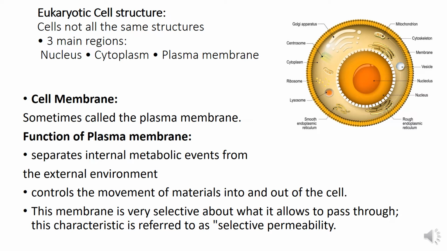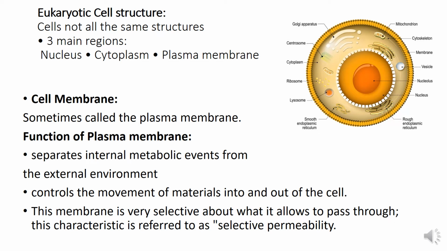Eukaryotic cell structure. Not all cells have the same structure. There are three main regions: the nucleus, this is the nucleus, and the cytoplasm, this is the cytoplasm. هذا كله cytoplasm تسبح به هاي الأورجانيلز مالت الخلية, and the plasma membrane.